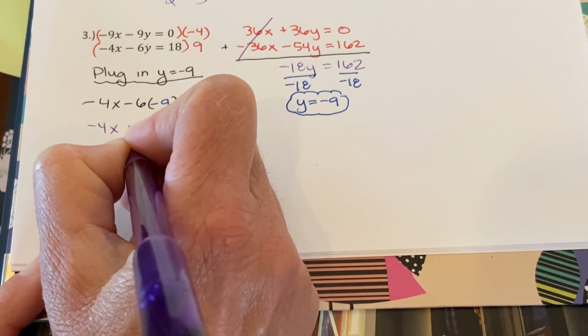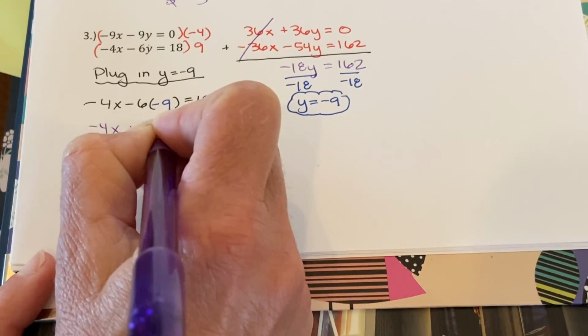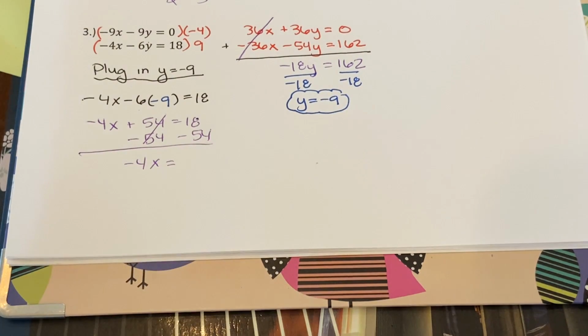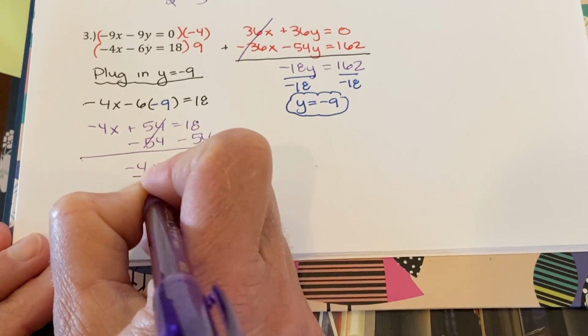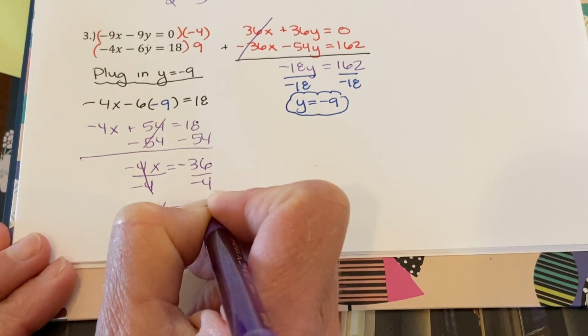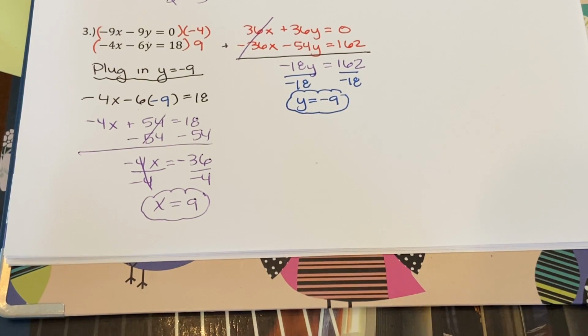I can subtract the 54 from both sides. And I'm going to be left with negative 4x is equal to 18 minus 54, which is negative 36. Divide both sides by negative 4. And I get that my x is equal to a positive 9. So then I can write my answer as the ordered pair 9, negative 9.